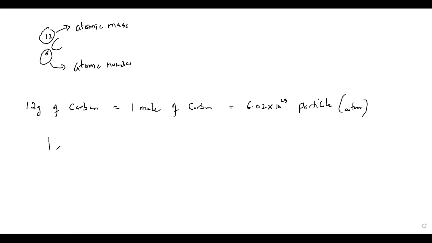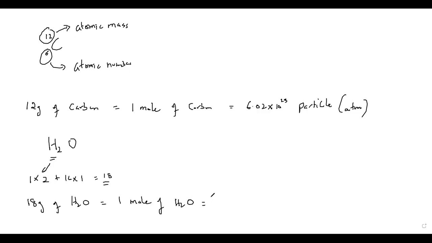Same way, for example, if I say H2O. In H2O, hydrogen is 1 multiplied by 2, plus oxygen is 16 multiplied by 1, so the total will be 18. So if we have the same molecular mass in grams, 18 grams of H2O, how many moles will be there? It will have 1 mole of H2O or water, and because these are a group of atoms or a molecule, it will have 6.02 into 10 to the power 23 molecules.